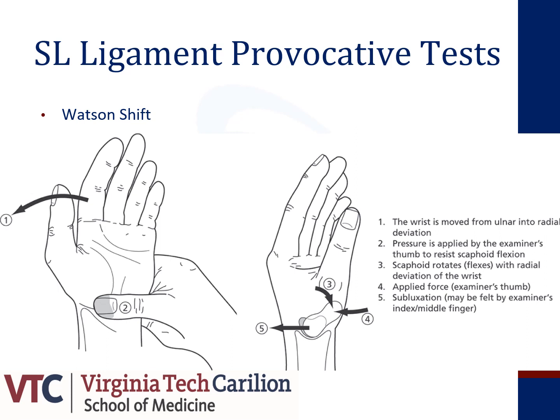So as they're moving into radial deviation and the examiner is placing pressure against the scaphoid, you are helping resist the scaphoid's flexion. And while you're palpating, as they're transitioning from ulnar to radial deviation, you may be able to feel a subluxation of that scaphoid, indicating disruption of the SL ligament, or the patient may have pain during that maneuver.